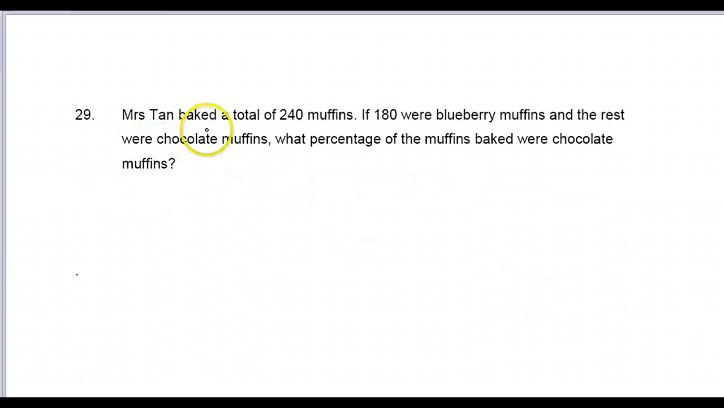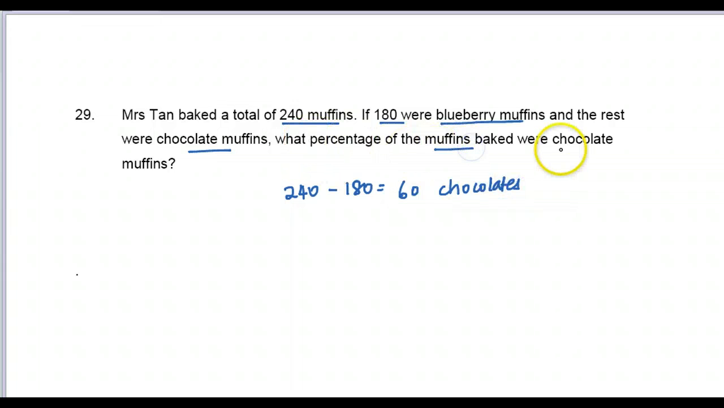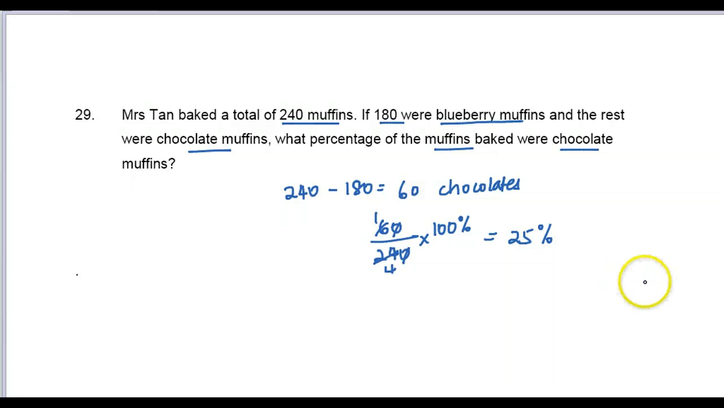Question 29. Mrs. Tan baked a total of 240 muffins. 180 were blueberry muffins and the rest were chocolate muffins. So I know that 240 total minus 180 blueberry, I will be left with 60 chocolate. What percentage of the muffins were chocolate muffins? So 60 out of my total, which is 240, times 100%, and my answer will be 25%.